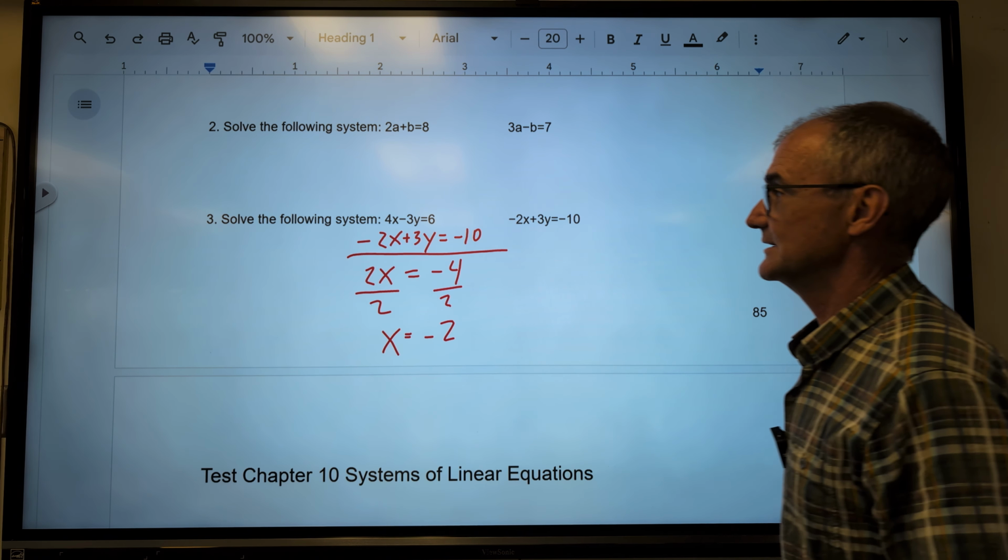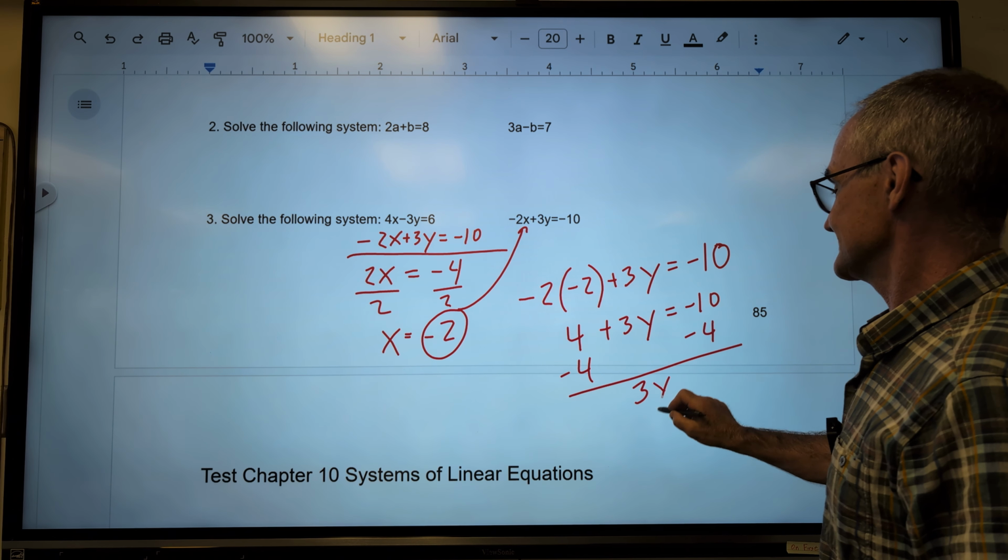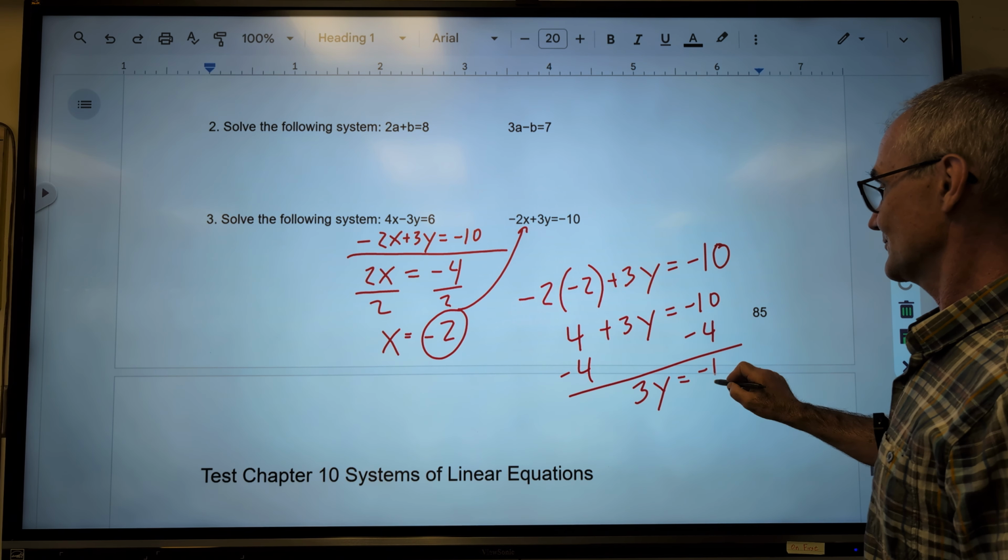I have that value for x. I could take it and plug it into either equation. I think I'll plug it in there to give me negative 2 times x plus 3y is equal to negative 10. That means the bell's going to ring. I'm going to run out of time. So negative 2 times negative 2 is 4, plus 3y equals negative 10. Subtract 4 from both sides. 3y is equal to negative 14.